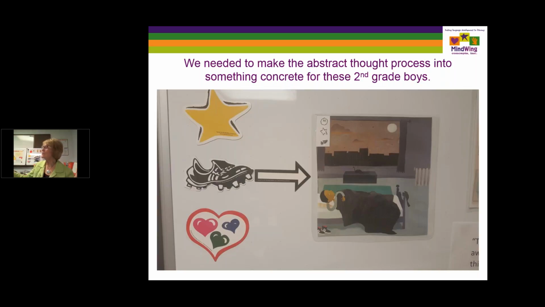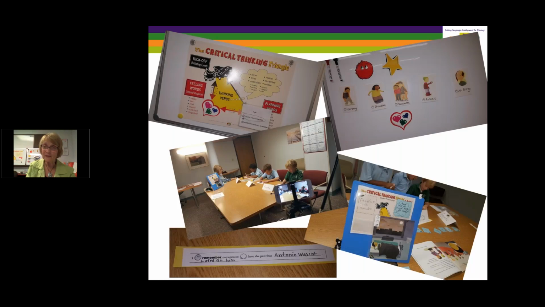So I just thought it was fabulous when I saw that they were doing that naturally. So anyway, these boys, we needed something to make concrete. So these were some of the things, and you see them behind me, that I used: the critical thinking triangle poster, the magnets that some of you might have from Story Grammar Marker, all of the characters, and of course each of them had different perspectives, and we are going to continue our lessons on this.